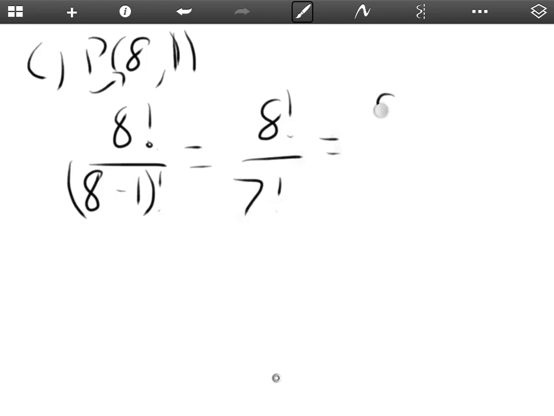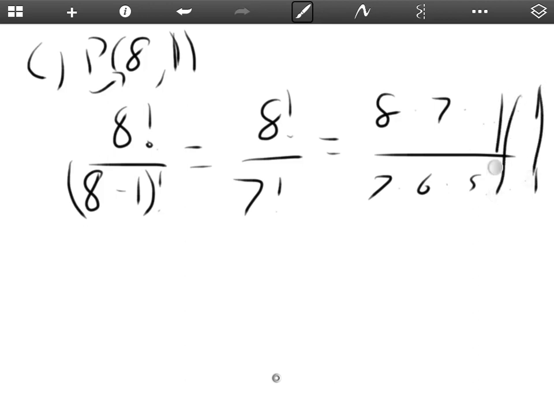And so that's going to be 8 times 7 times, all the way to 1. And this is 7 times 6 times 5, all the way to 1. And we're going to cancel the 1s, cancel the 2s, cancel the 3s, cancel the 4s, cancel the 5s, cancel the 6s, cancel the 7s. And so what you're left with is 8.